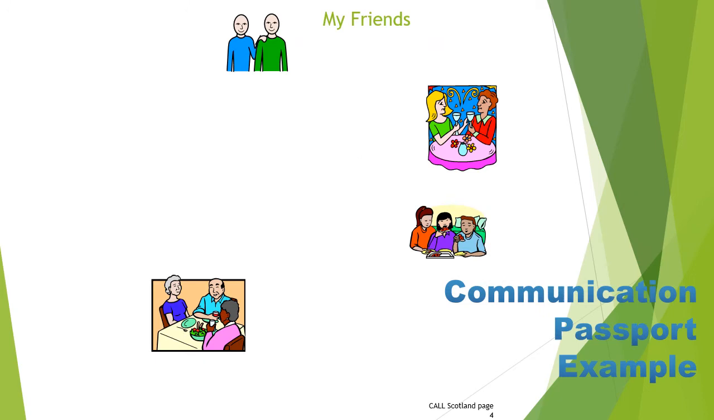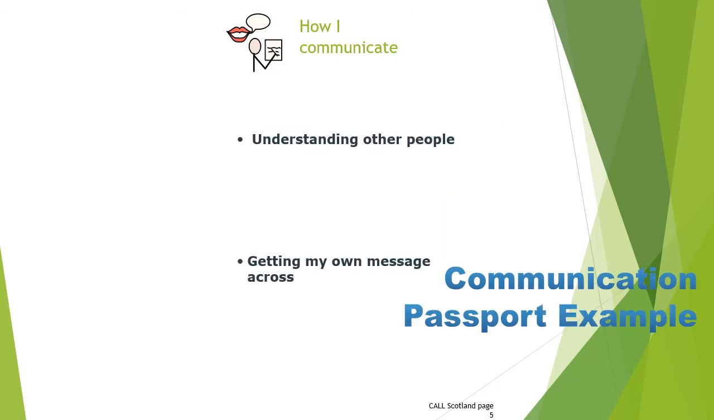This page is for friends, so write down who their friends are and what their friends are called. Again, all this information is for you to communicate, so you can talk about the friends, the friends' names, and you can share that with them. How that person communicates: understanding other people, how they understand other people. We talked about different verbal and non-verbal communication, so find out how that person gets their message across.